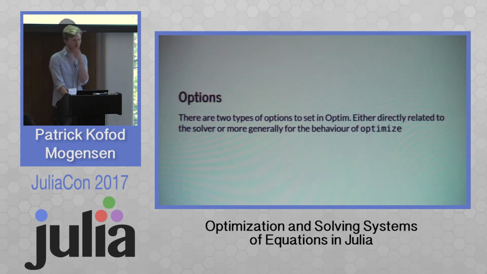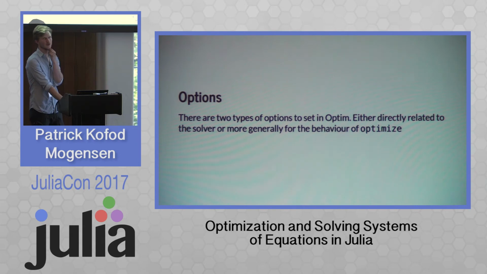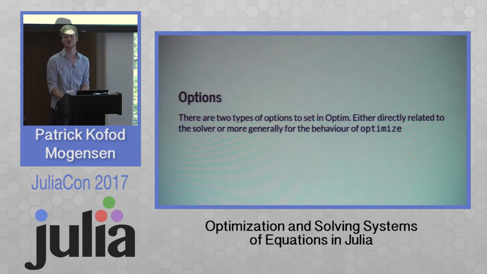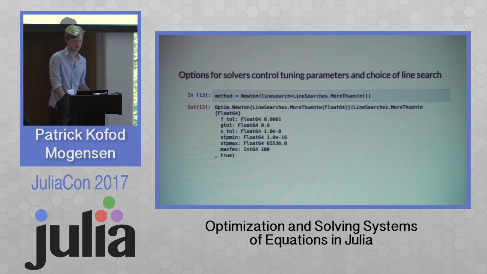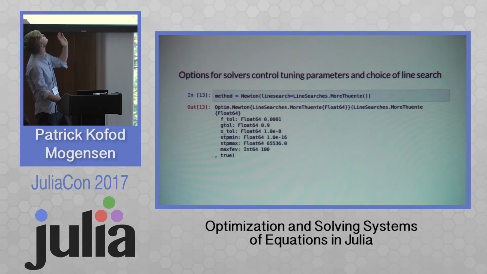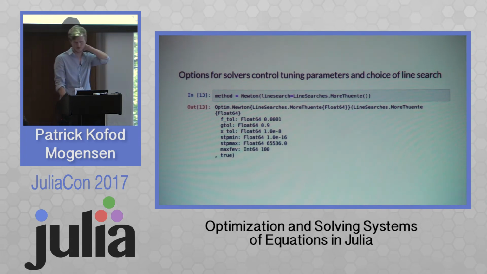Okay, so how do you choose different options in Optim.jl? Well, there are two types of options. There are the options that are related to the methods as such, and you put those inside the method constructor, as we saw. This is stuff like the line search method and other tuning parameters that you might be able to give to some method. The other ones are more general for optimize, and those are the gradient tolerances, the maximum iterations, and stuff like that. As you saw, you can tell what line search to use by using the linesearch keyword in your method constructor.